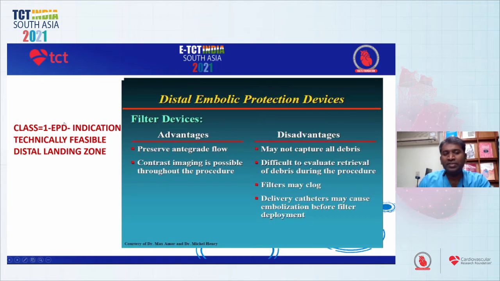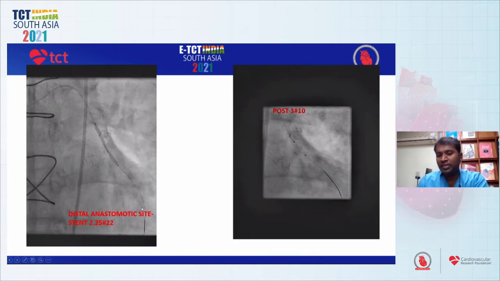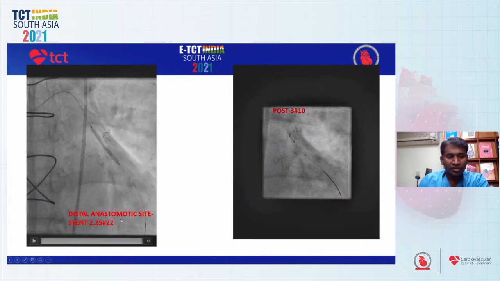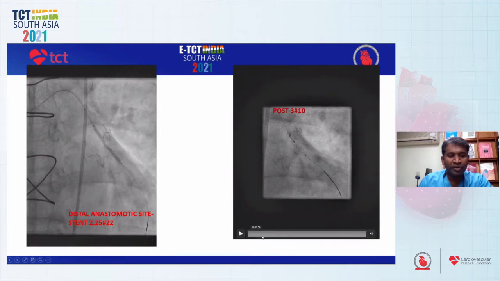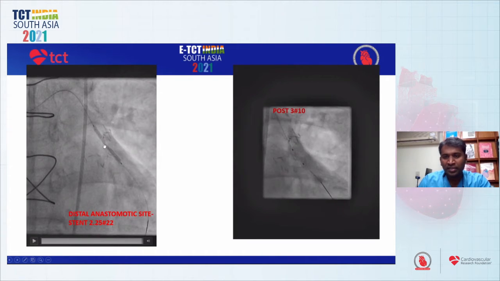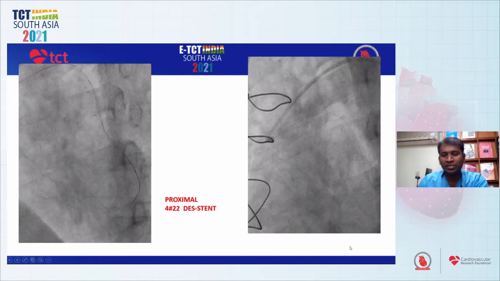Because there was no distal landing zone, embolic protection devices were not used, which is usually a class 1 indication for preserving antegrade flow and preventing distal embolization. So at the distal anastomotic site, we placed a 2.5 into 28 mm drug-eluting stent. Initially, there was mild under-expansion here, so we dilated with 3 into 10 because the proximal vessel is very large compared to the distal. Post-dilatation was done with 3 into 10.